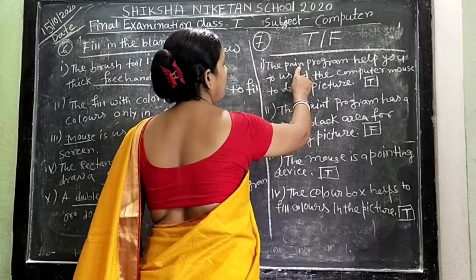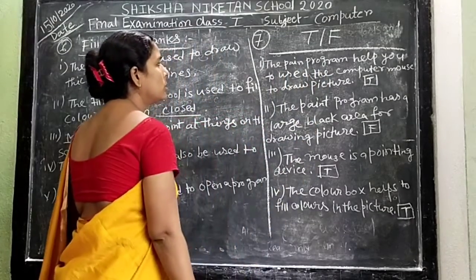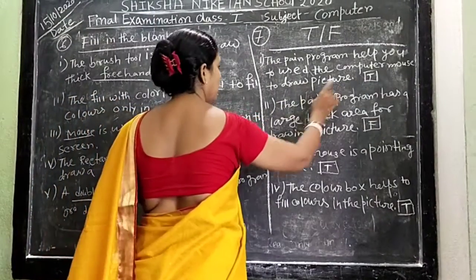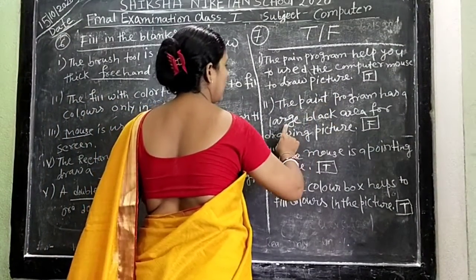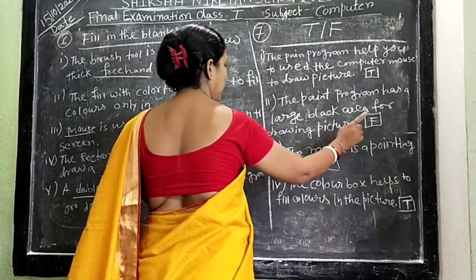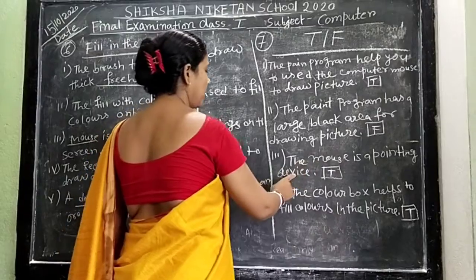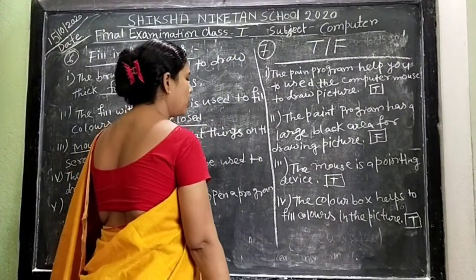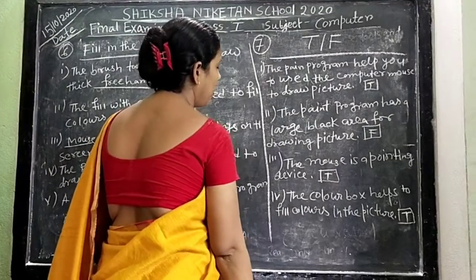The pen program helps you to use the computer mouse to draw picture. This sentence is true. The pen program has a large black area for drawing picture. It is false. The mouse is a pointing device. It is true. The color box helps to fill colors in the picture.